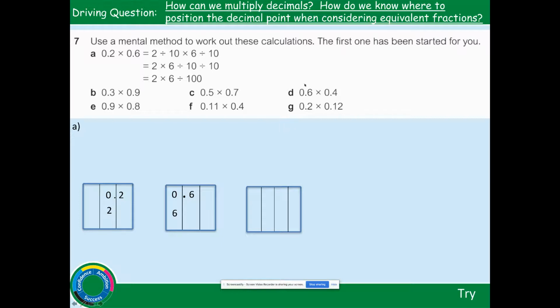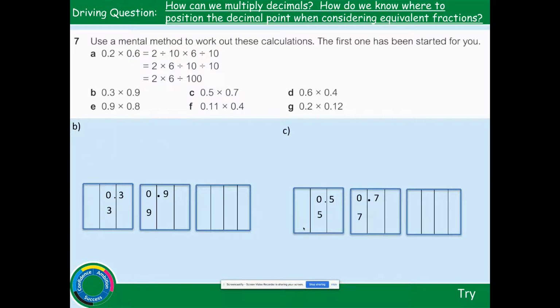Right, okay, so let's have a little look through. So again, I'm not quite sure why I'm writing this one down again. It's just the way they've written it. 0.2 times 10, 0.6 times 10 gives you the whole numbers. But dividing by 10 and dividing by 10 is the same as dividing by 100. So they're going to move over 2 places. 1, 2, 1, 2. So the answer is 0.12.